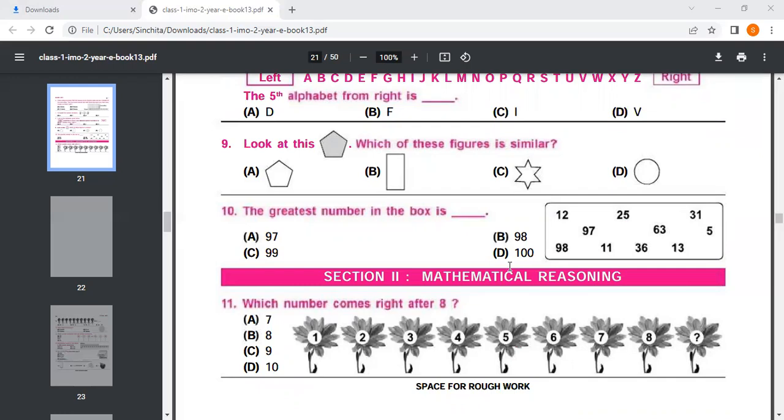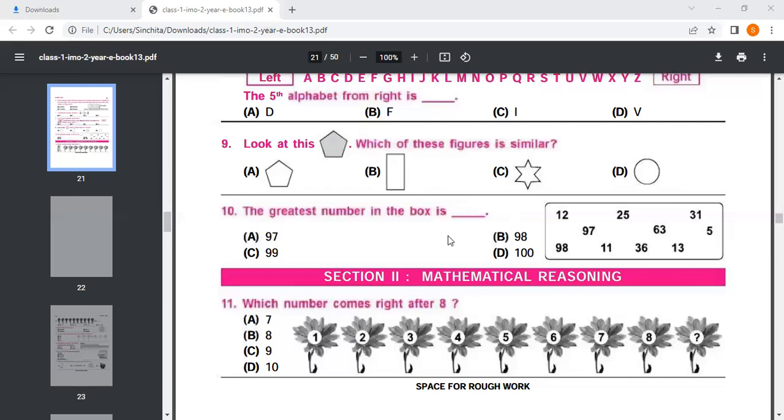Excellent, beta. Whenever you explain this type of answer, you have to say the picture in the question has five sides: 1, 2, 3, 4, and 5 sides. But number B has 4 sides. Number C has 6 sides. And number D has no sides. Number D, whatever you said was correct. The rest, B and C, you have to explain in this way.